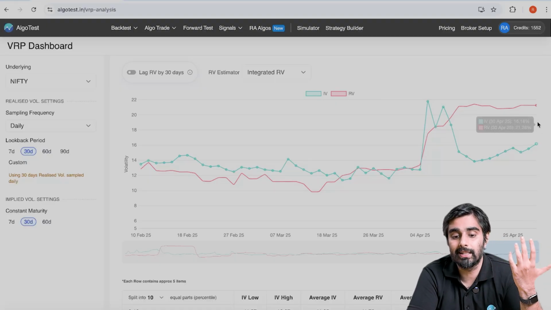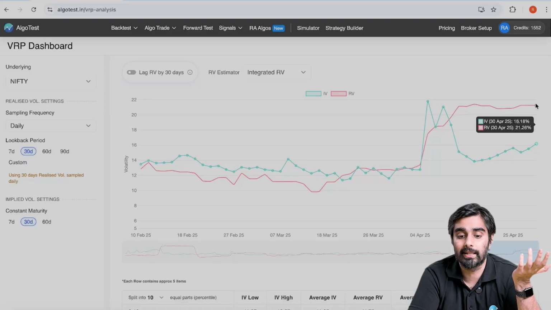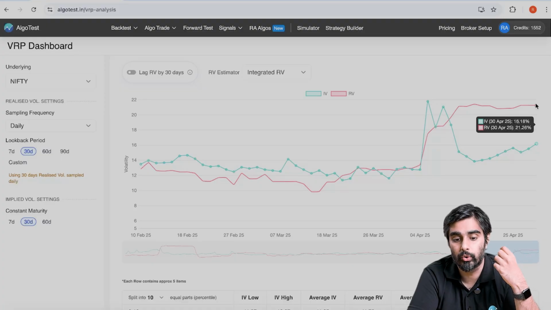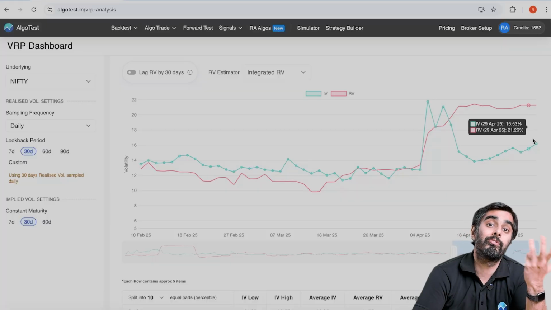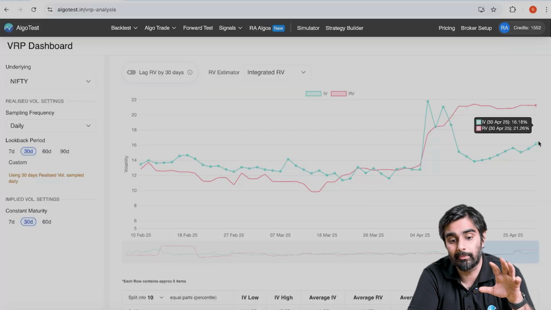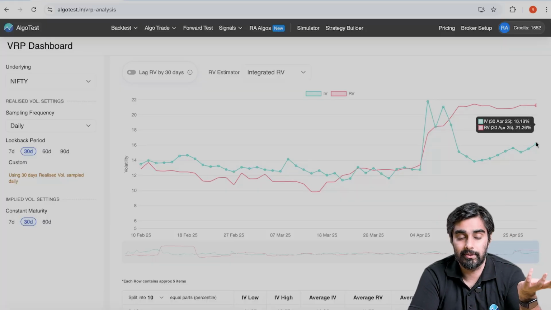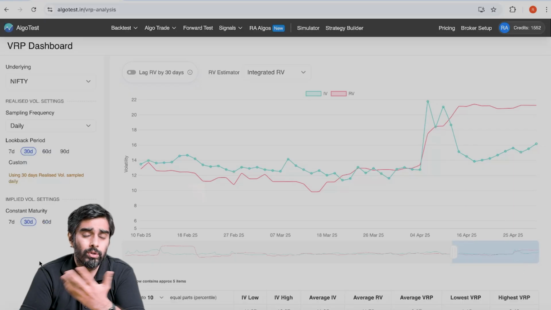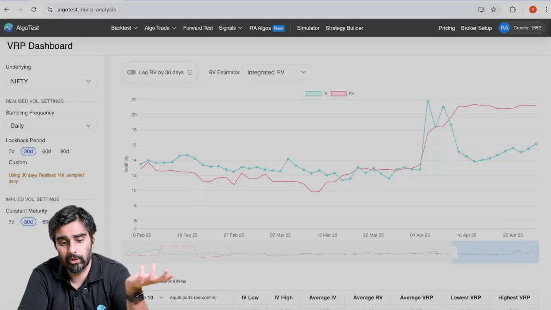So you could technically say that the best forecast I can get for realized volatility is 21.26%. So let me just buy an option over here. That is one way in which you can use this particular signal, because IV is less than RV. Of course, a forecast like any other forecast could be wrong.